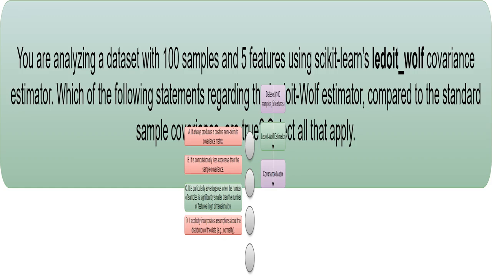This is the core question. I am presenting you with a problem involving 100 samples and 5 features. I am asking you to use your knowledge of the Ledoit-Wolf estimator to compare its properties to the standard sample covariance method, and to select which statements about the Ledoit-Wolf estimator are accurate. We'll analyze each statement individually.